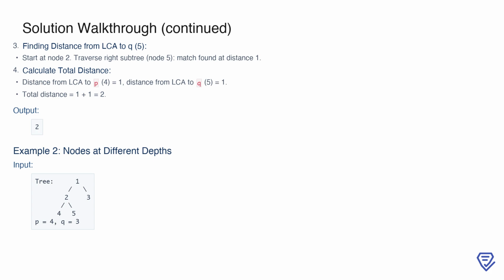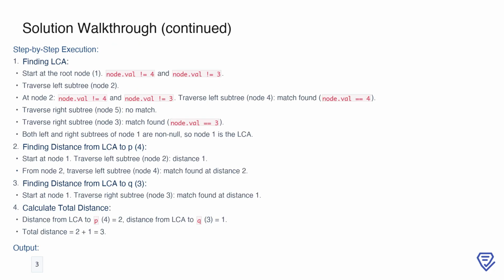Moving on to the second example, we consider nodes located at different depths in the tree. Here, the goal is to find the distance between nodes 4 and 3, with the binary tree structure remaining the same. To solve this, we start by finding the LCA of nodes 4 and 3.